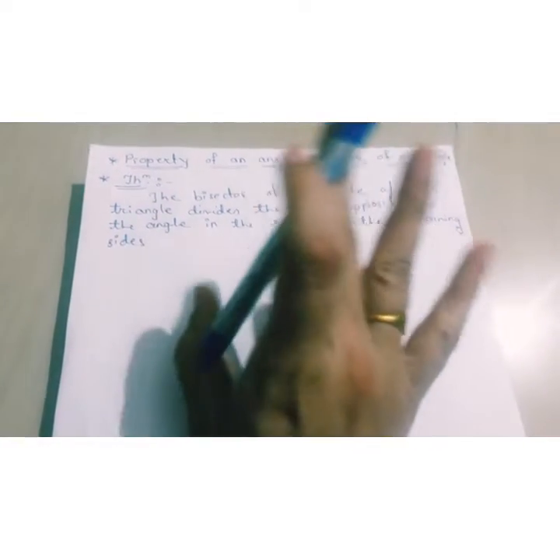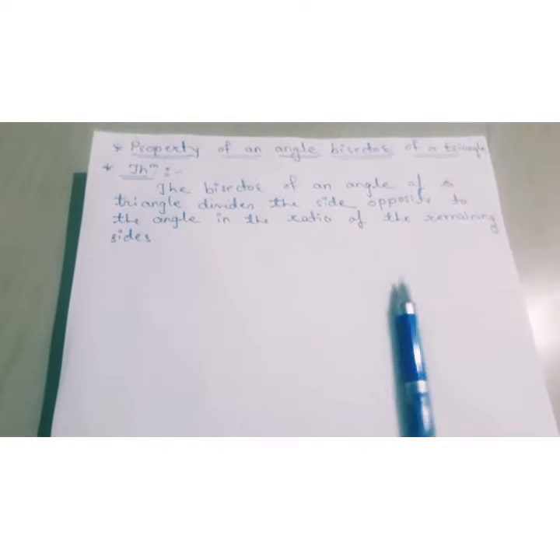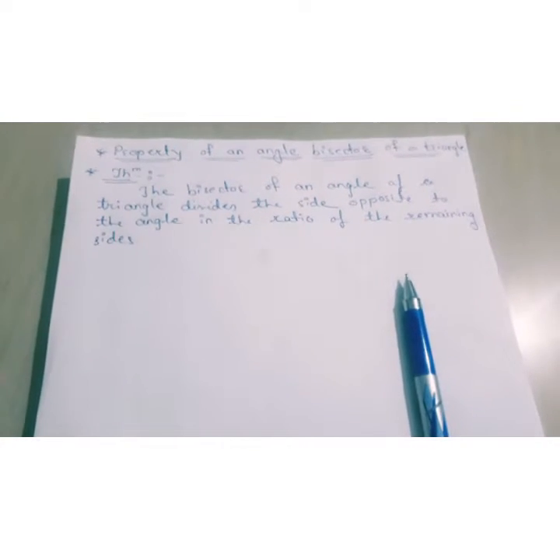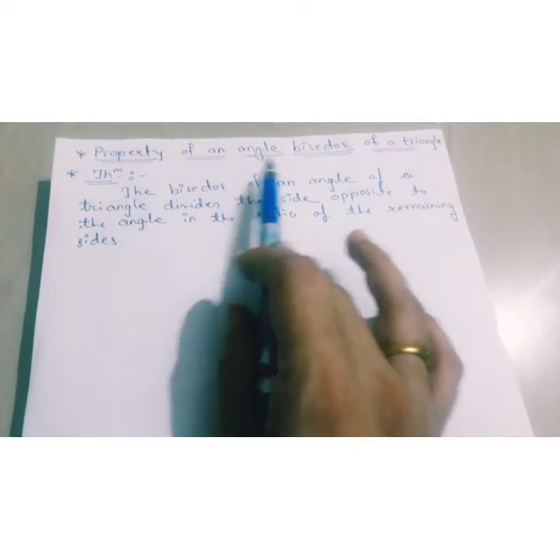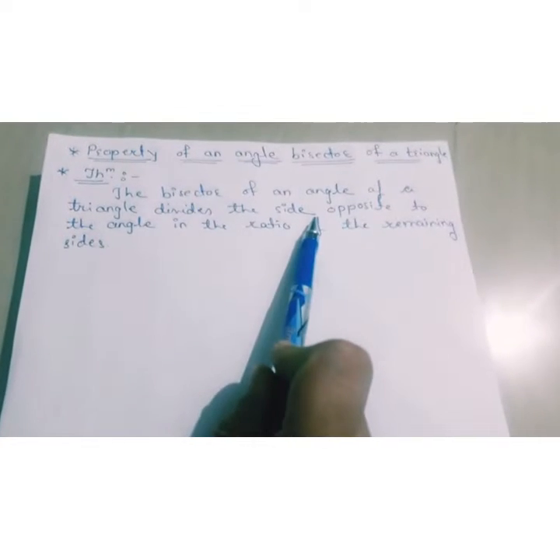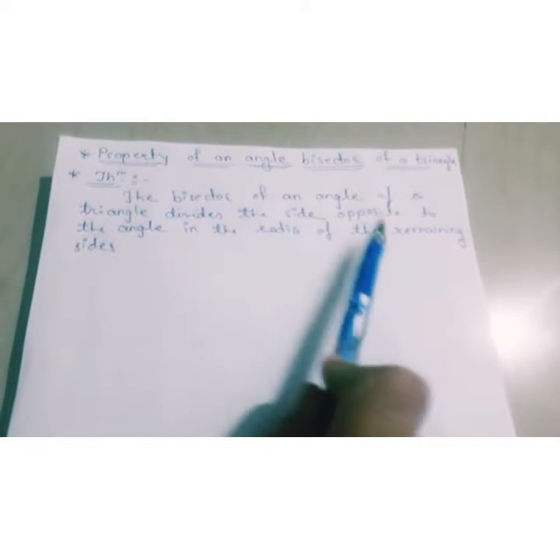All of you know that if a ray divides an angle into two equal angles, then it is called the angle bisector of that particular angle. So let's see what is the role of this bisector in a triangle. According to the theorem, the bisector of an angle of a triangle divides the side opposite to that angle in the ratio of the remaining sides.